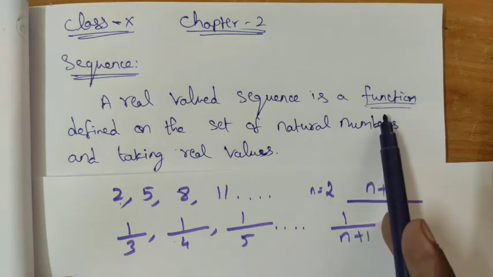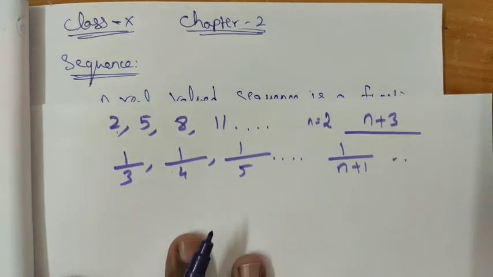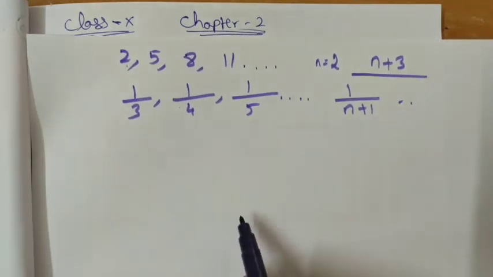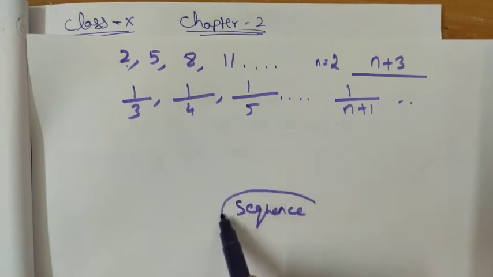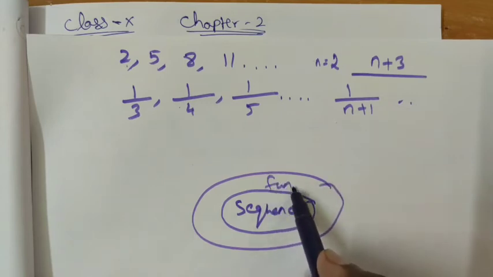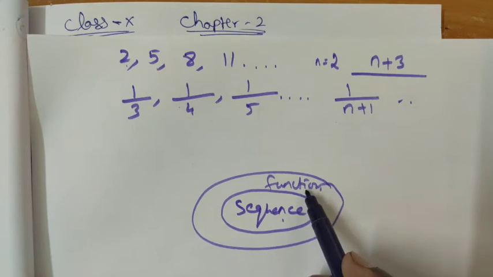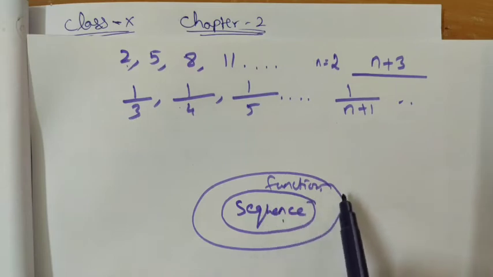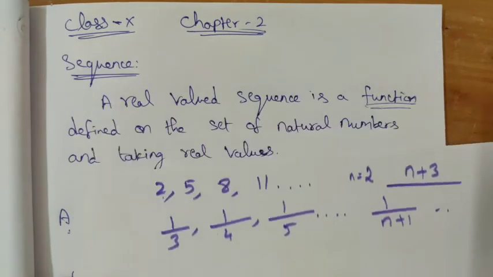Then the word used is function. All sequences are functions. All the sequences are functions, but all the functions are not sequences. That must be clear. And then let's see what an arithmetic progression is.